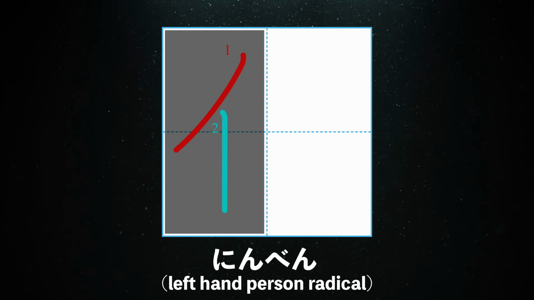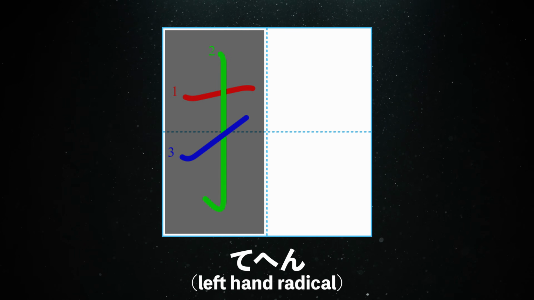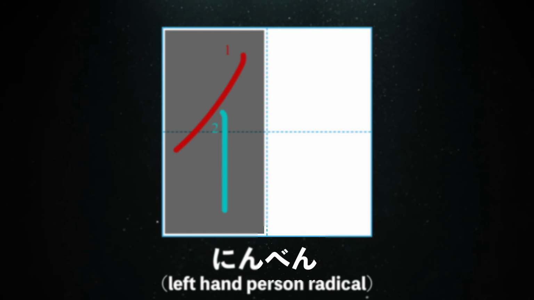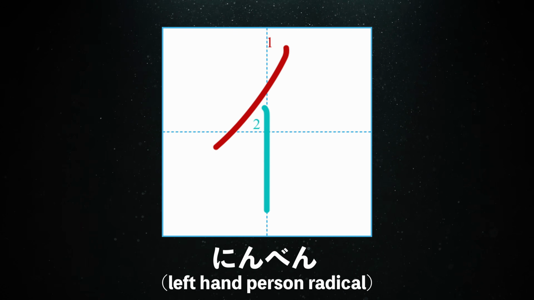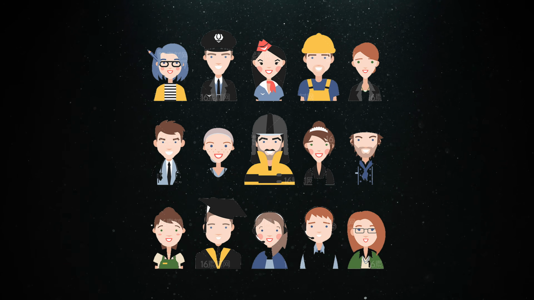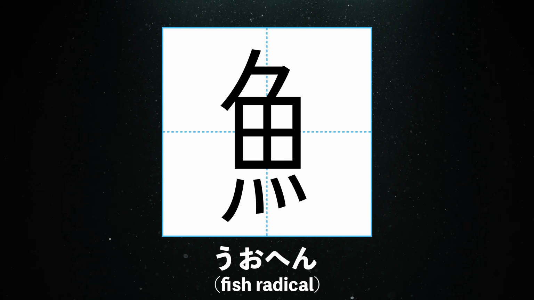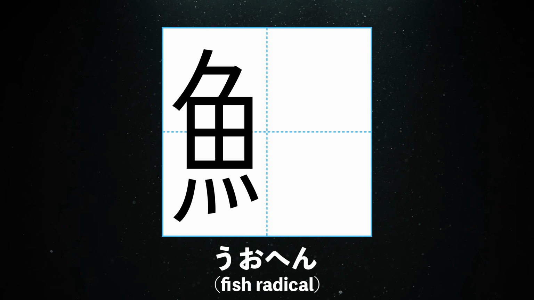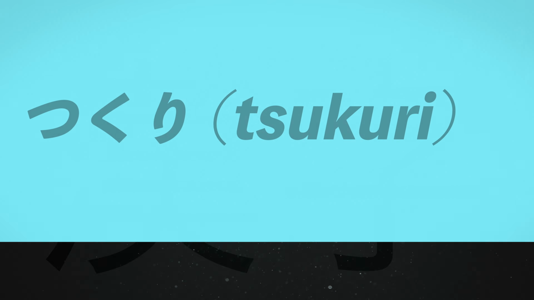Hen is the name for radicals which show up on the left-hand side of a kanji. Left is over here, I think. They include things like ninben, uohen, tehen, and many more. Notice how hen or ben is included in the name of the radical. Radicals in this position often, though not always, affect or indicate the meaning of a kanji. For example, if we use ninben on the left, it often means that the kanji has something to do with people and things people do. When uohen shows up on the left, it always has something to do with fish.